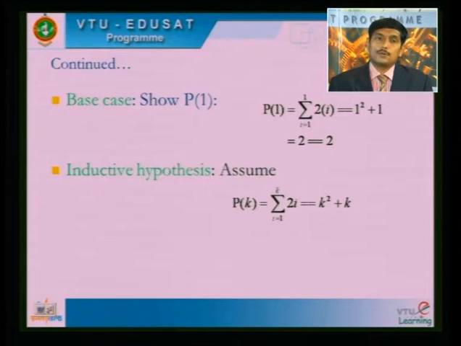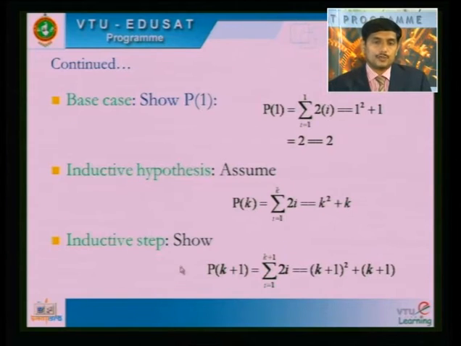Next we go to the inductive hypothesis. What is the inductive hypothesis? We assume that it is true for k, then we show that P(k+1) is also true. Here in place of n, P(k) is the sum with i running from 1 to k of 2i equals k squared plus k.